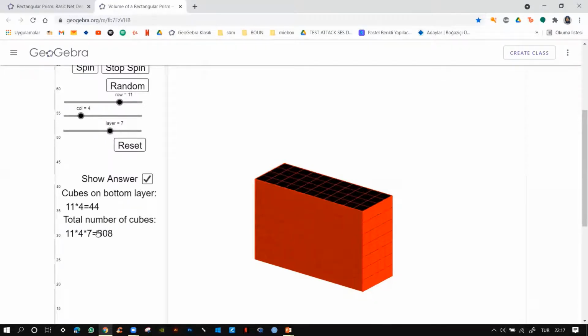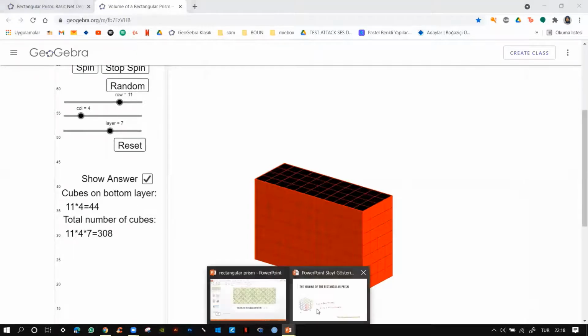And now we have 11 multiplied by 4 is 44, and the total number of the cubes is 388 unit cubes. Let's go back to the presentation.